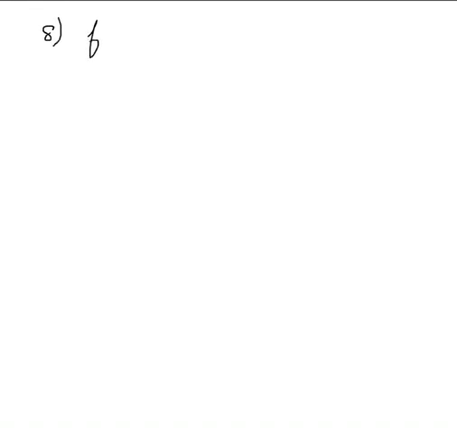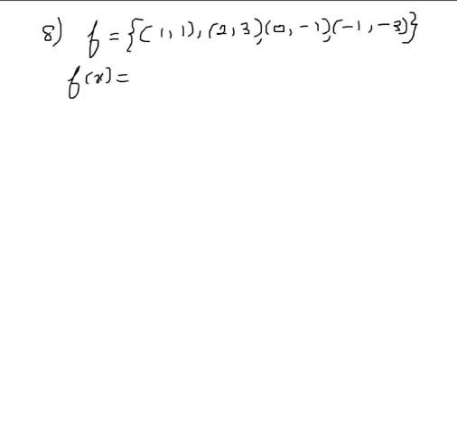Question number 8. Let f be {(1, 1), (2, 3), (0, -1), (-1, -3)}. f is given in roster form here. It has 4 elements. It is a function from Z to Z defined by f of x is equal to ax plus b, a linear function, for some integers a and b. Determine a and b. We have to find the values of a and b.